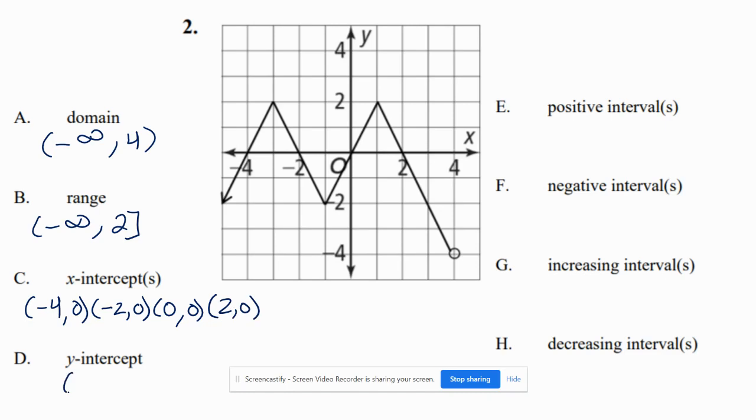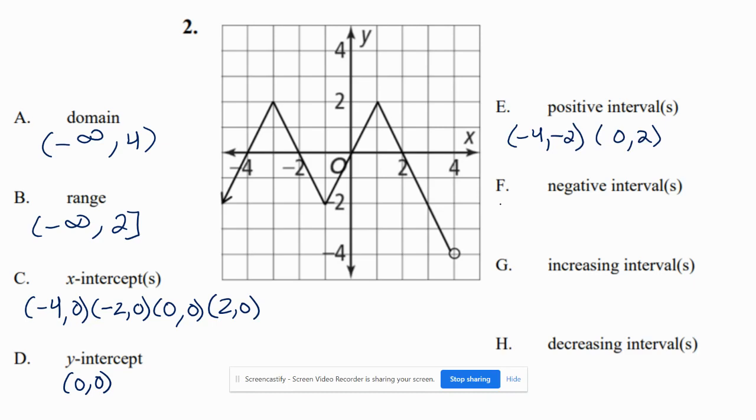Y-intercept, there's only one. If it ever crosses the origin, that's going to be both an x and y-intercept because at that point it crosses both the x and y axis. Positive intervals, that's going to be from -4 to -2. And the other one's going to be from 0 to 2.